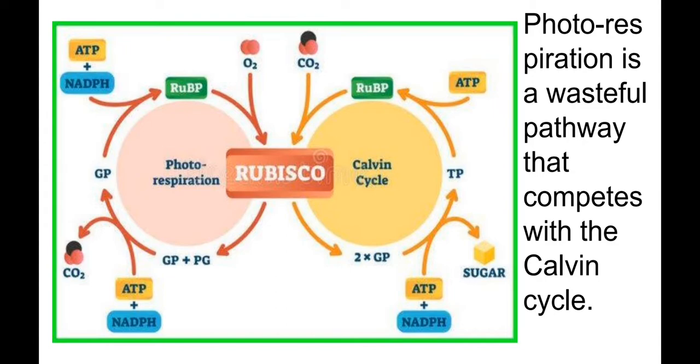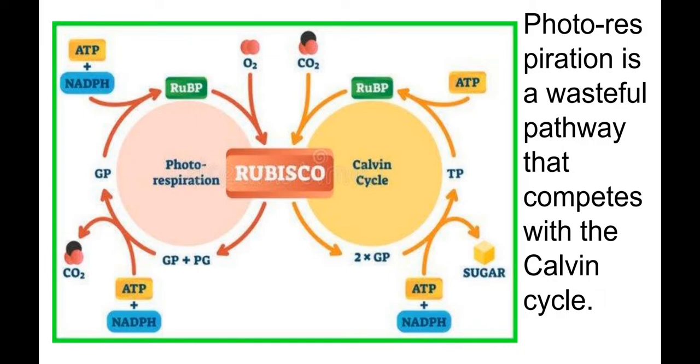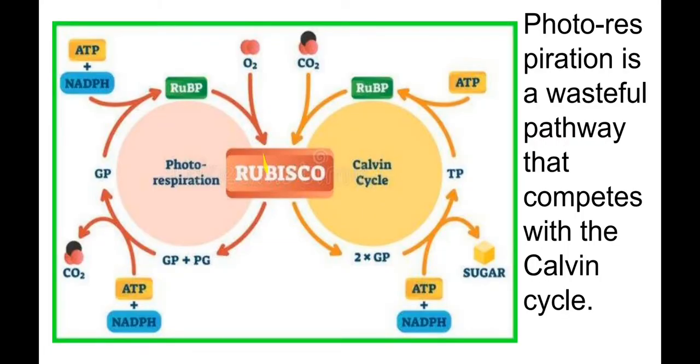Yes, as I said, it works very well at a high concentration of CO2 and a low concentration of oxygen. But if stomata are closed, then oxygen accumulates inside, and if the concentration of oxygen is too high, then another process starts. It is photorespiration. So the Calvin cycle and photorespiration are different. In photorespiration, it goes in the opposite direction.